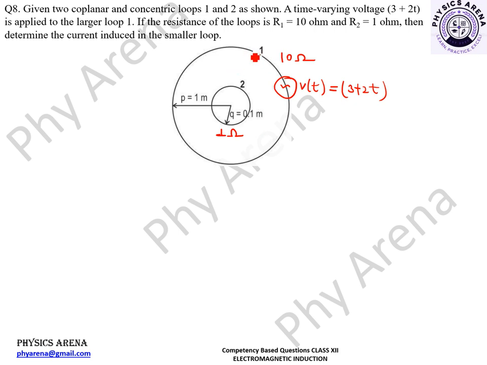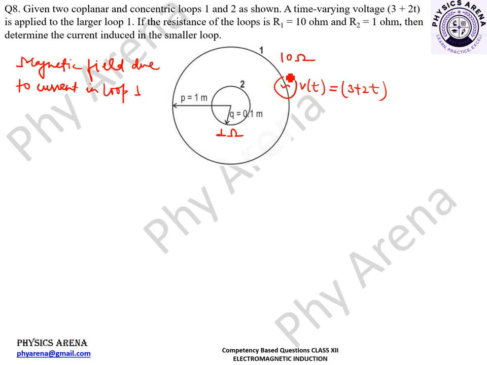because of the current that is flowing in the outer loop. There will be a magnetic field, and that magnetic field will pass through the inner loop, and due to that there will be change in flux, and that change in flux will lead to the generation of the induced current in loop 2. So first find out the magnetic field due to current in loop 1.